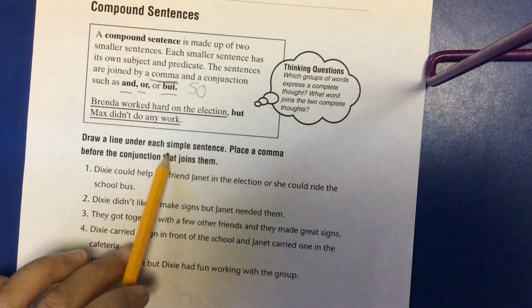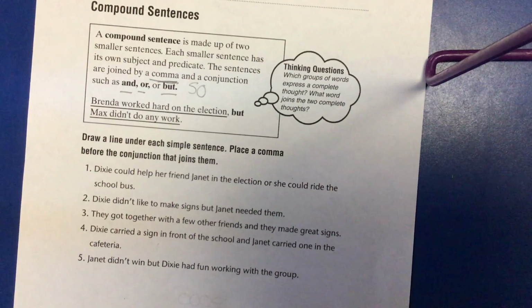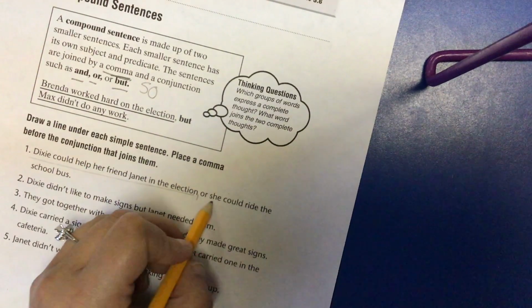But this says draw a line under each simple sentence and then place a comma before the conjunction. So, well, you could just look through the sentence and find the conjunction, know that the comma is right there, and then underline the simple sentence.